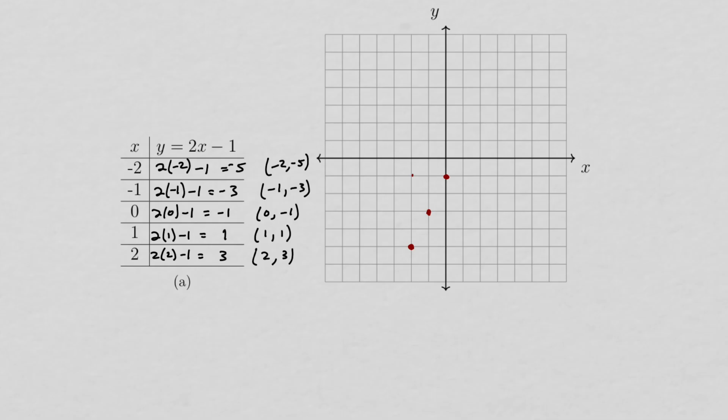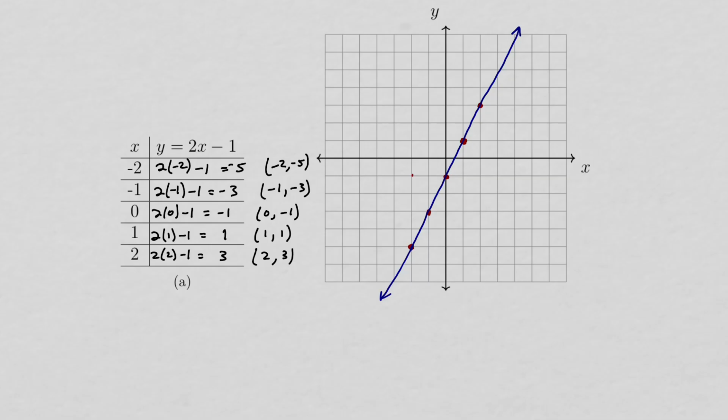Then if I want 1, 1, I move 1 to the right and up 1. So that'll be right here. And then finally 2, 3, 2 to the right, up 3, right here. So this graph is going to be basically a line that goes through all those points. Right? And it goes on forever. I'll just draw arrows there to indicate that it keeps going.